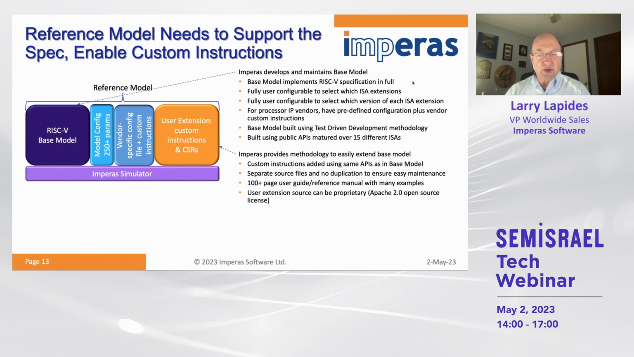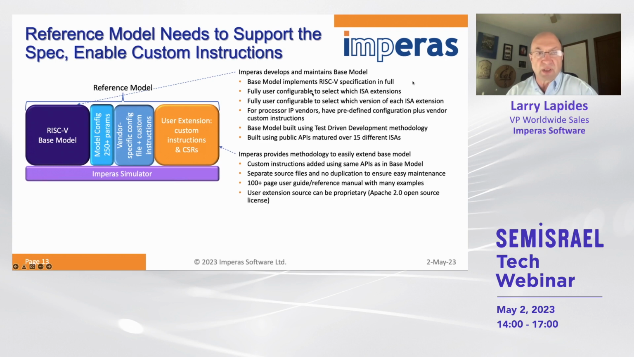This is the architecture of the reference model. So there's a base model, there's the configuration parameters, there's vendor-specific configuration, plus any custom instructions that the vendor has, and then there are the user custom instructions here. These are all built with the same set of APIs. Those APIs are supported by the Imperas simulator. So this all looks like a single reference model.